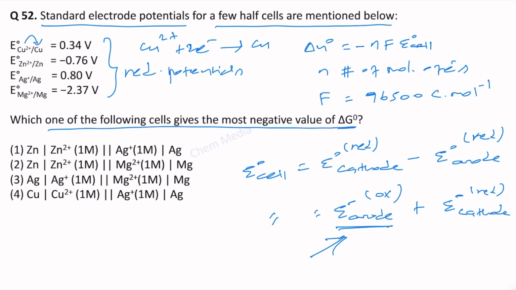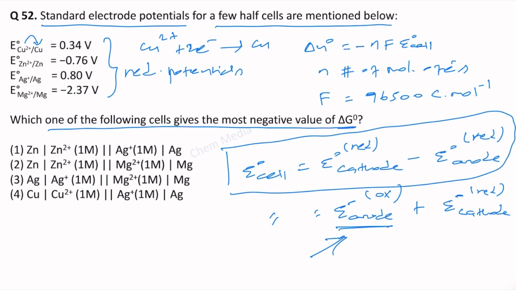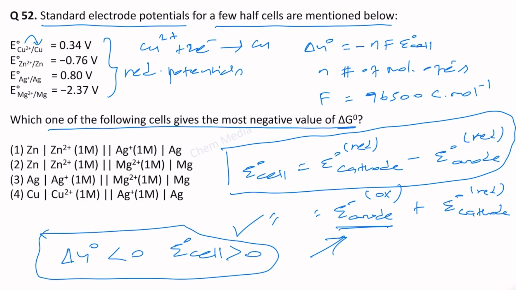So when we use oxidation potentials, we have to change the sign of the reduction potential, which I don't want to do. Therefore, I prefer to use this formula. If you are using the other formula, make sure that you are changing the sign appropriately. Otherwise, you will get the wrong answer. Now, when will delta G be negative? Delta G will be negative if E naught of the cell is positive, isn't it? That's the only way delta G can be negative.